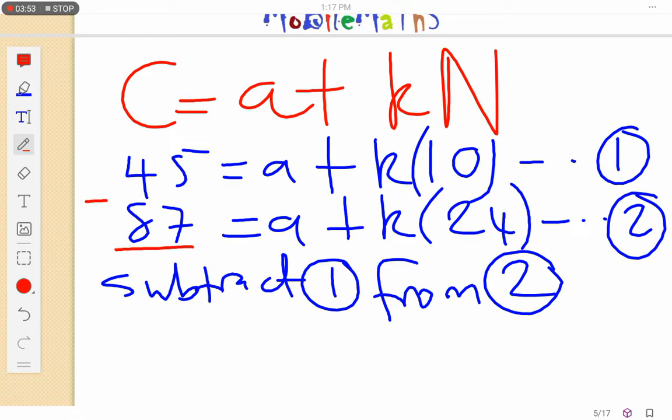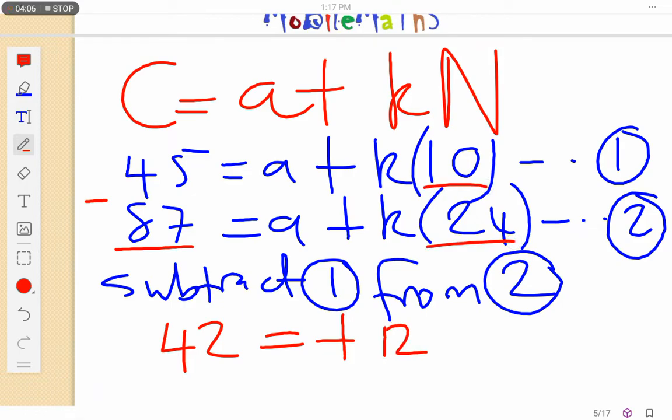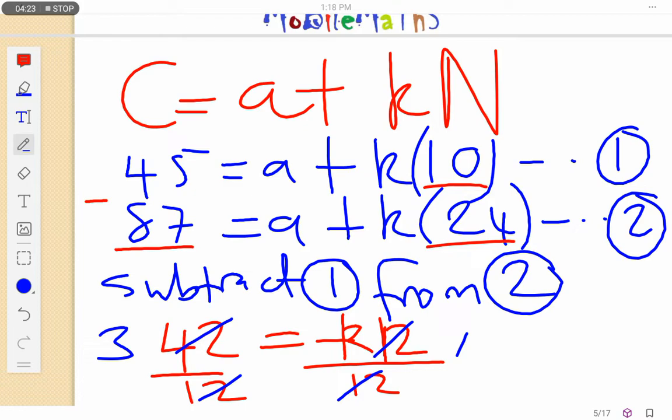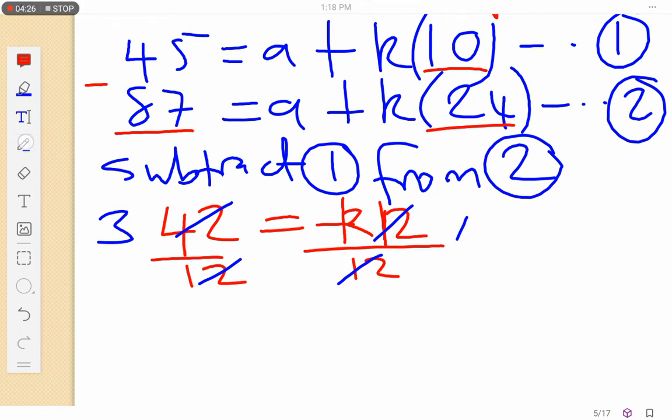So if I do that, 87 minus 45, I'll get 42. A minus A, I'll get 0, plus 24 minus 10, I'll get 14, so this is K, sorry. I'll get 14K there. So I can divide by 14 by 14. Then I get my value of K. So 14 into 42, I'll get 3. So K is equal to 3.